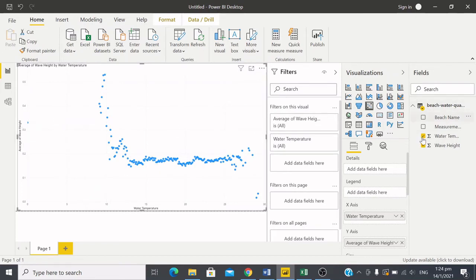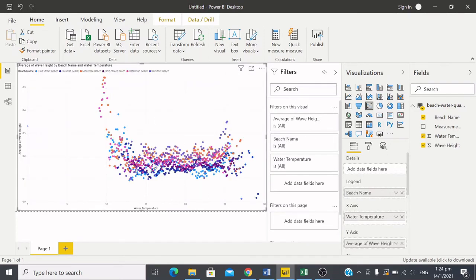If we put in by beach, we are going to a lower level of granularity. That means we can see more. But the pattern is the same. Beyond around 13 degrees Celsius or so, the wave heights are really quite low. The wave heights seem to pick up here towards the end as the temperature gets higher, but it's not as high as when the temperatures are very low.